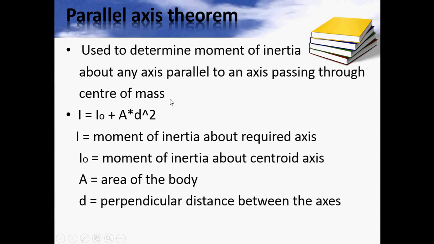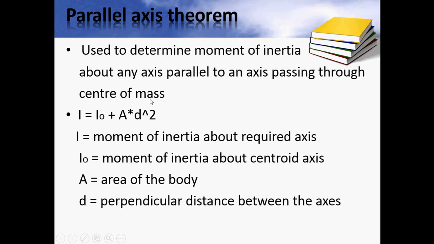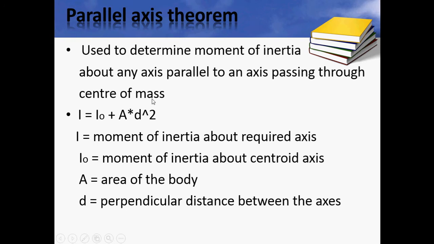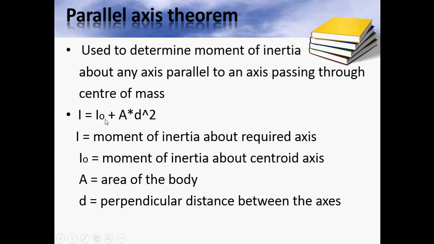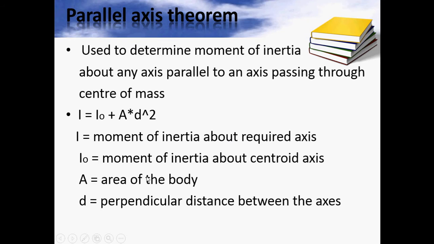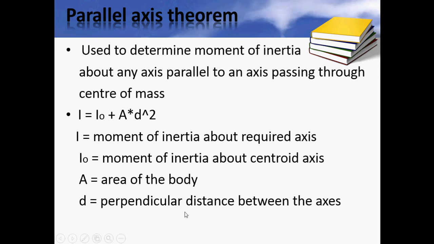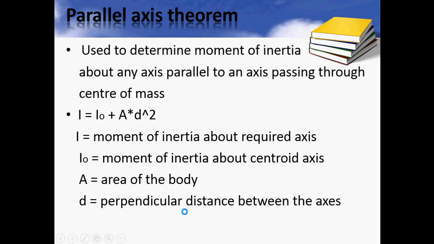Parallel axis theorem. It is used to determine the moment of inertia about any axis parallel to an axis passing through the center of mass. So we can apply the parallel axis theorem only when the axis passes through the center of mass. For applying the parallel axis theorem, we need to first calculate the moment of inertia of the body about an axis which passes through the center of mass of the body.